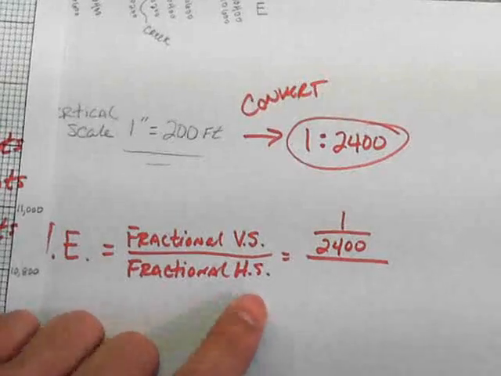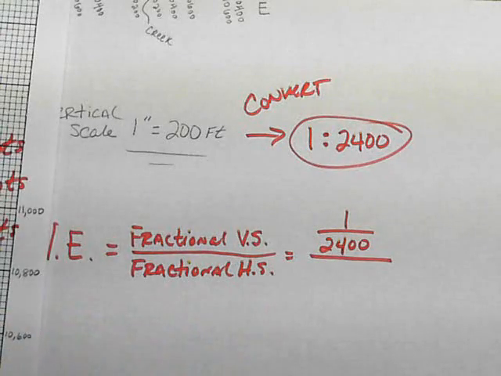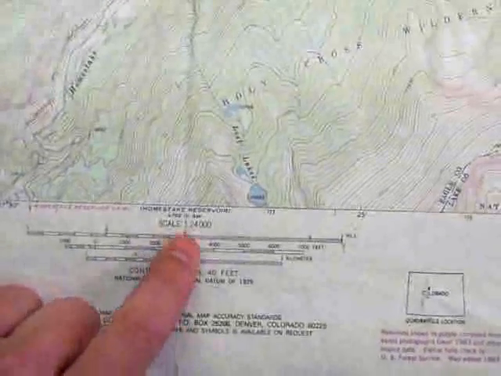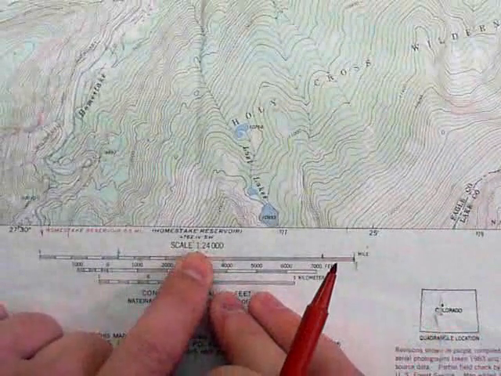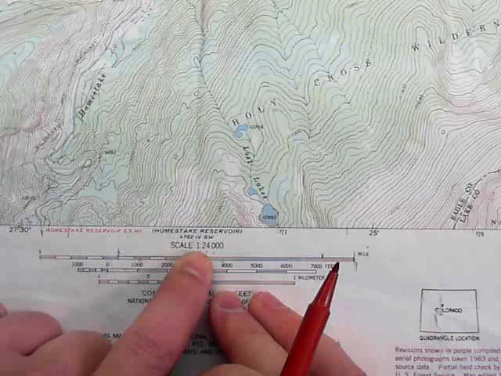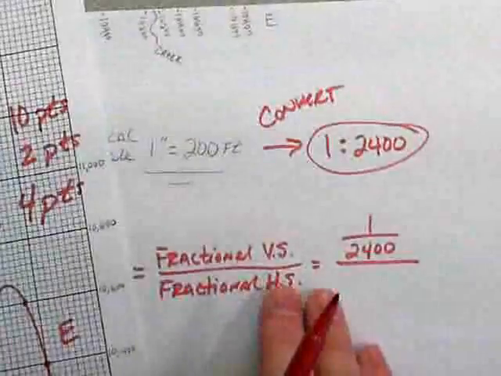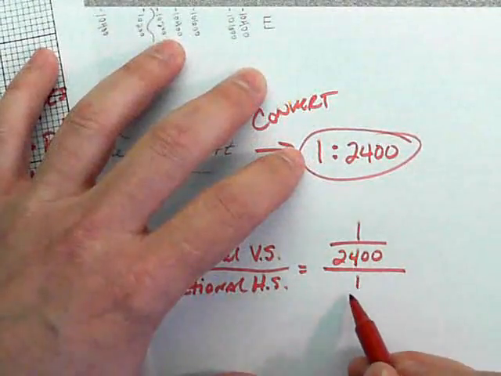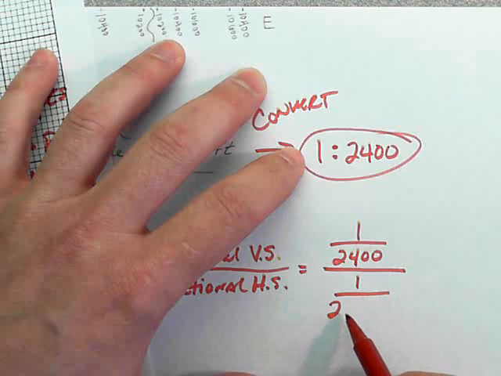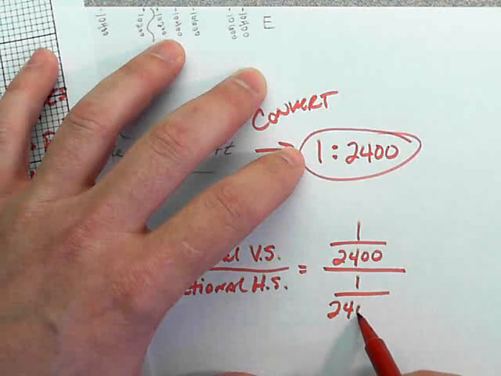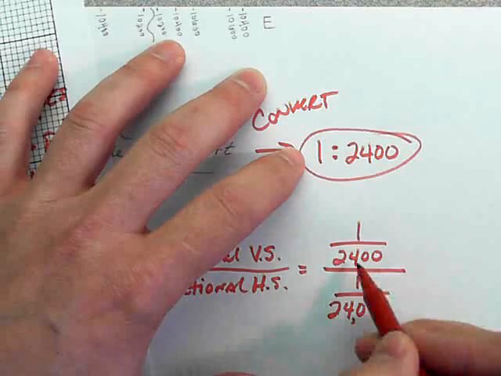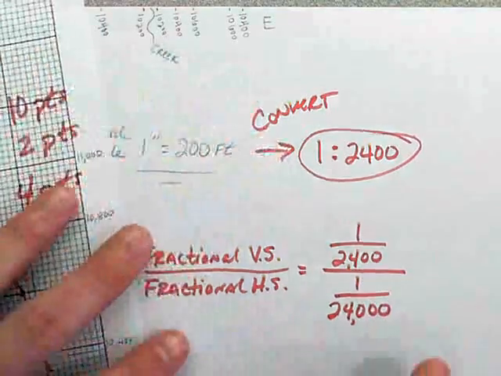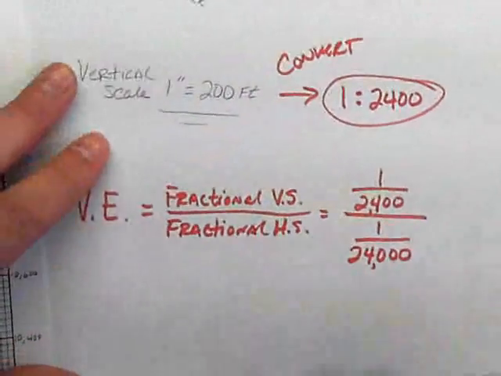Now I need the fractional horizontal scale. And if you remember, the fractional horizontal scale of all of our maps is given up here above the bar scales, and it's 1 to 24,000. That's the horizontal scale, because we use that to measure horizontal distances on the map. And I can go ahead and plug that in just as it is because it's already in fractional scale. Okay, so now I can go ahead and solve the rest of this.